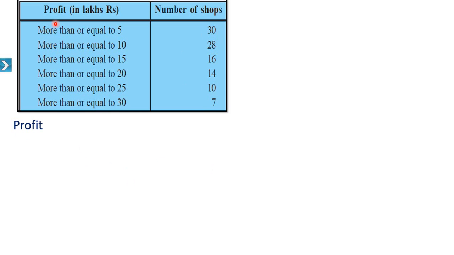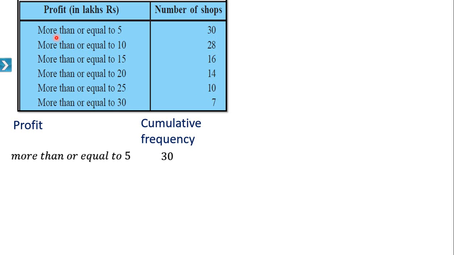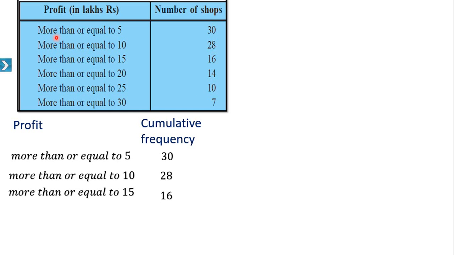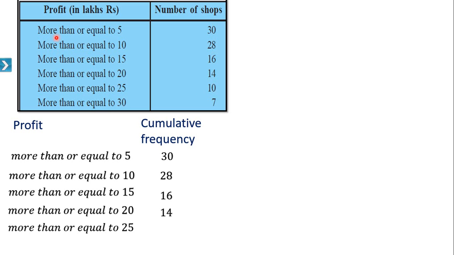First column is here profit, and the next column number of shops are given. These are the cumulative frequencies. So, the next column is cumulative frequency. Now, write the table as it is: more than or equal to 5, 30, more than or equal to 10, 28, more than or equal to 15, 16, more than or equal to 20, 14, more than or equal to 25, 10, more than or equal to 30, 7. So, this much is given.